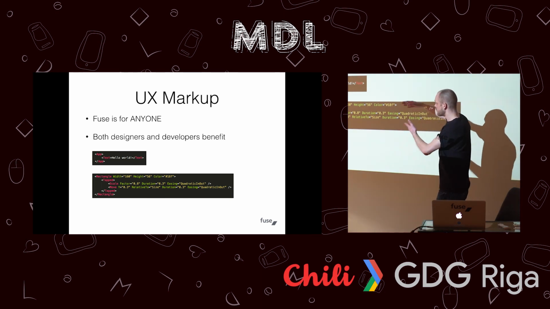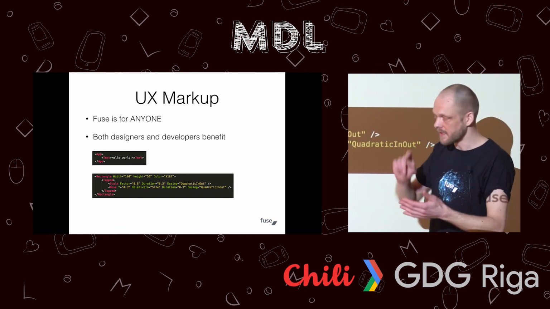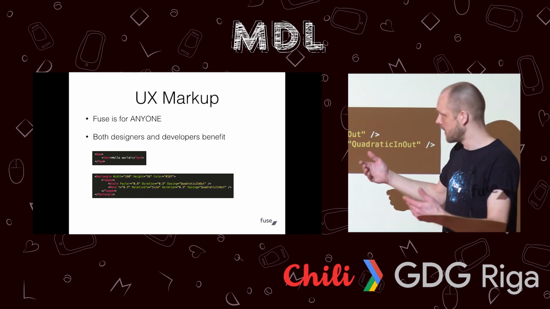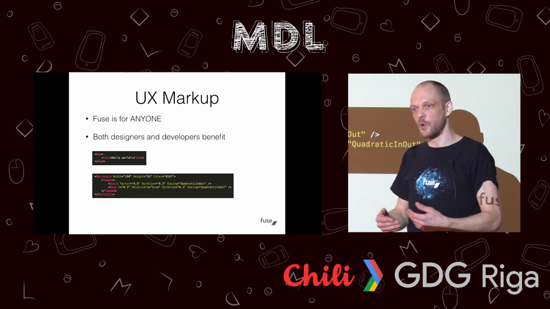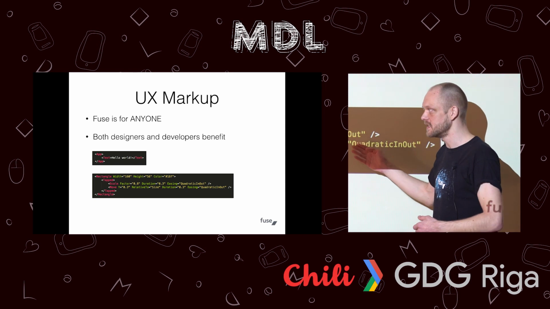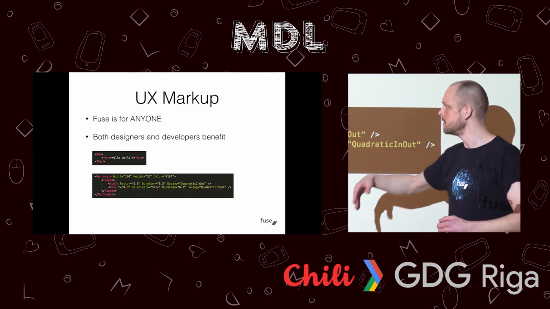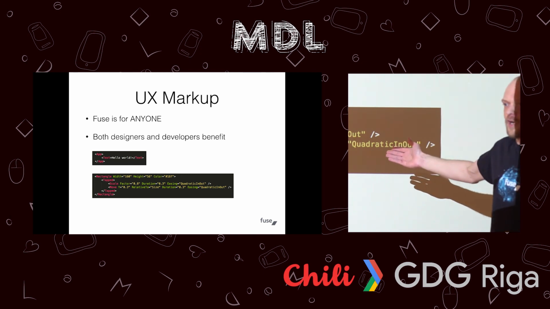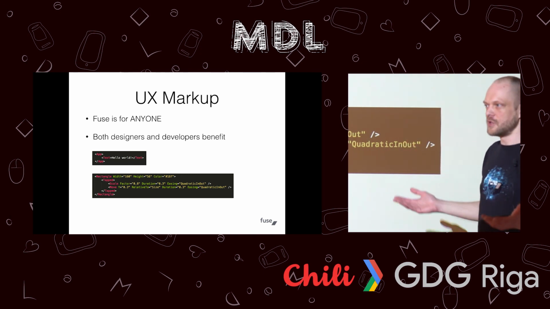And then also when this rectangle is tapped, which is just a tap, then it will scale to 0.8 of its size over a duration of 0.3 seconds with a specific easing, and it will also move to the right relative to its size. So that's how you write UX markup in Fuse, and I think it's just a beautiful language.